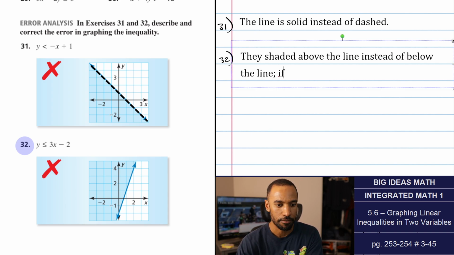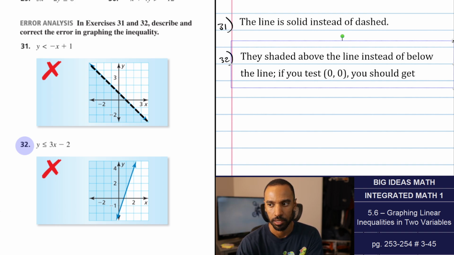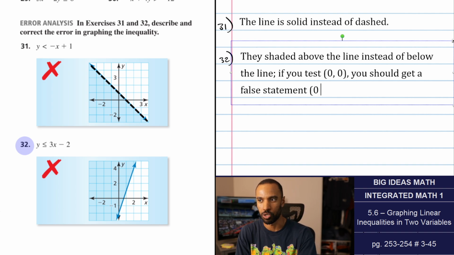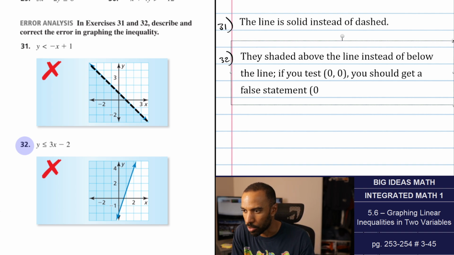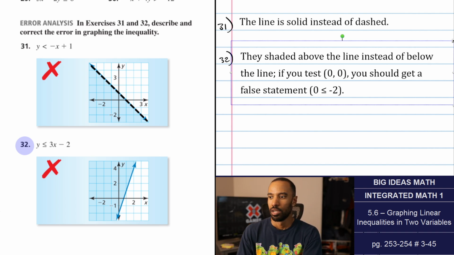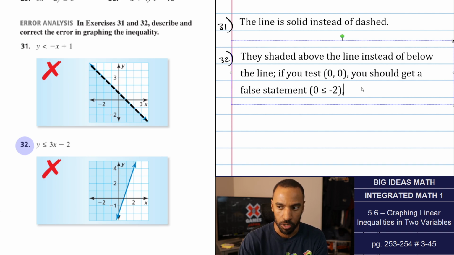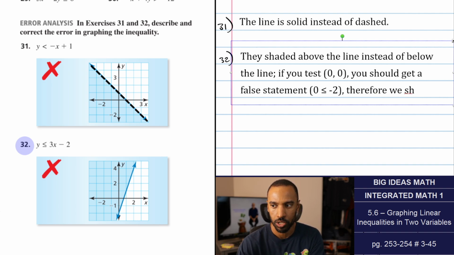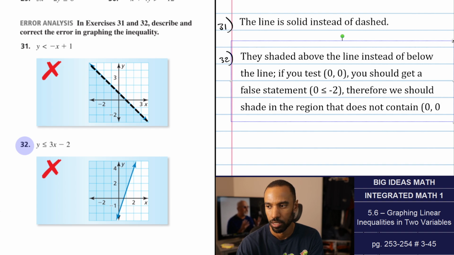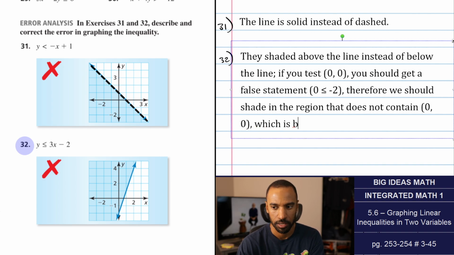Now, for themselves, if you test 0, 0, you should get a false statement. And what would that false statement be? The false statement would say 0 is less than or equal to -2, and that's not a true statement. 0 is not less than or equal to -2. Therefore, we shouldn't shade on the side of 0, 0. Therefore, we should shade in the region that does not contain 0, 0, which is below the boundary line.